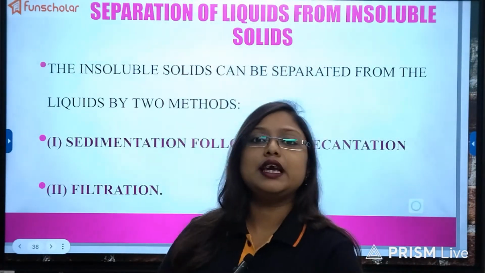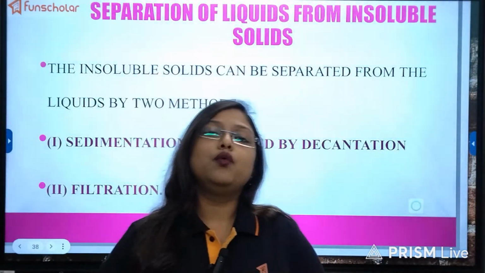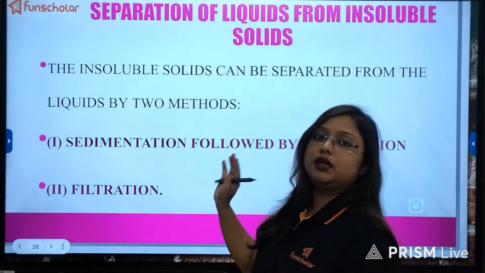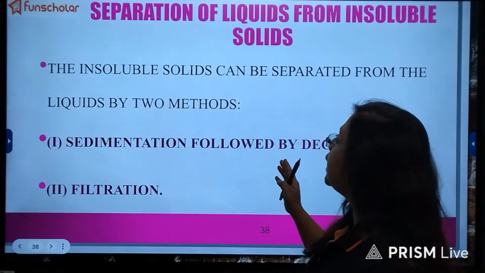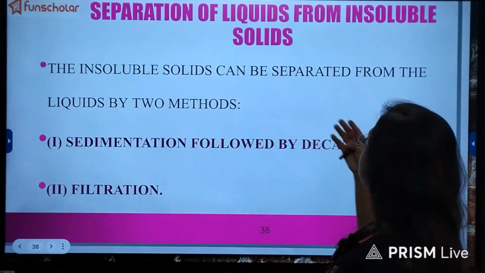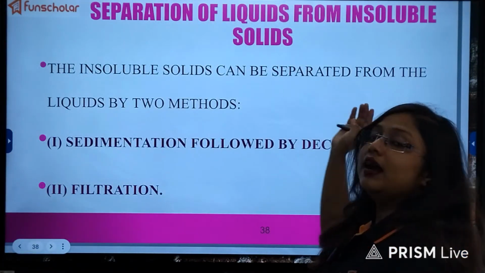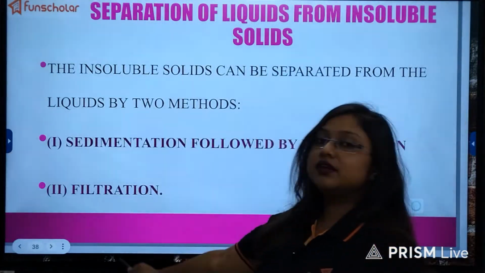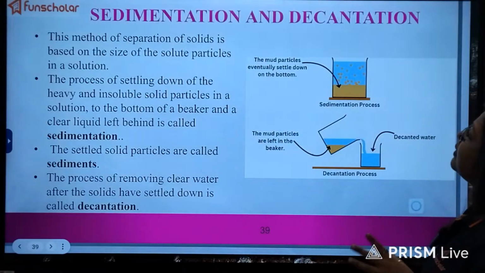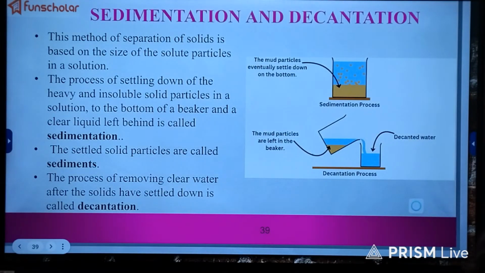It's a single technique, and if we want to separate it, we can do it by a single technique or single procedure. But here there are two kinds of techniques which also have their own steps, like sedimentation, the first process, and the second one is decantation, followed by sedimentation. Okay. So what exactly are sedimentation and decantation?